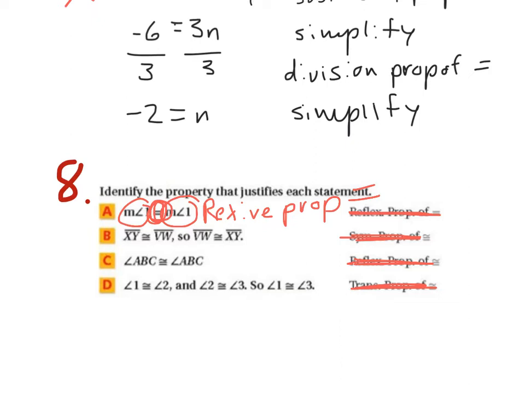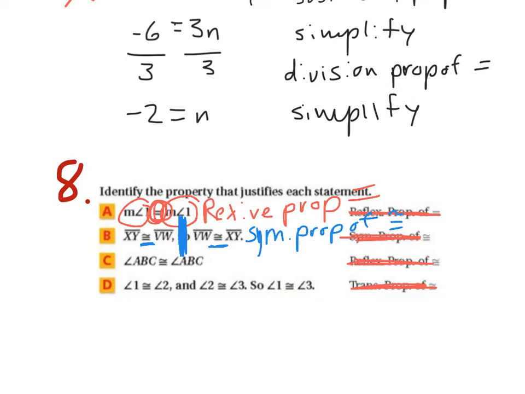Let's look at B now. We have xy is congruent to vw, so vw is congruent to xy. If I drew a line right here, the left side is symmetric to the right side, so this is the symmetric property of congruence because it uses congruent signs. So symmetric property of congruence.